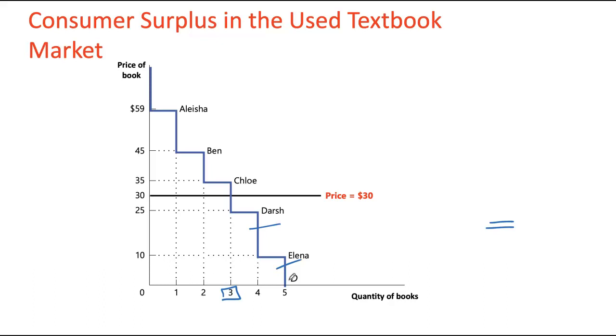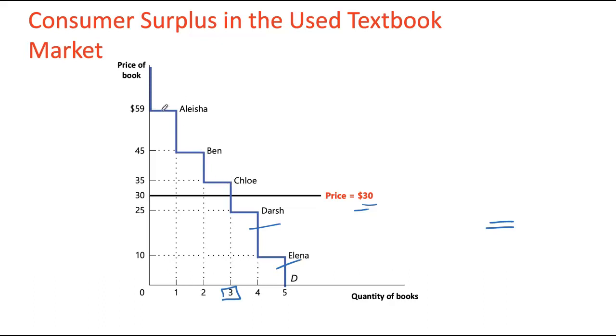Darsh and Alina are not going to buy the textbook because they are willing to pay prices of $25 and $10 respectively. And both 25 and 10 is a willingness to pay which is lower than this price of 30. So Darsh and Alina are not going to be part of this market outcome. If the price is 30, the maximum quantity demanded in this market would be only 3 units. Why 3? Because Alicia, Ben, and Chloe are the only ones who are going to purchase the textbook.